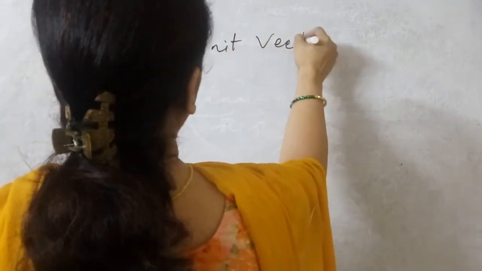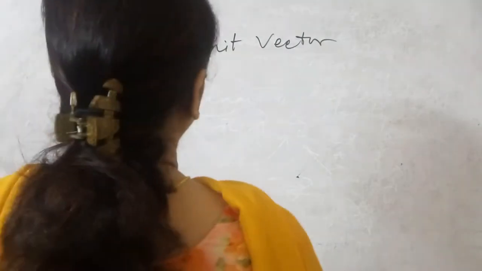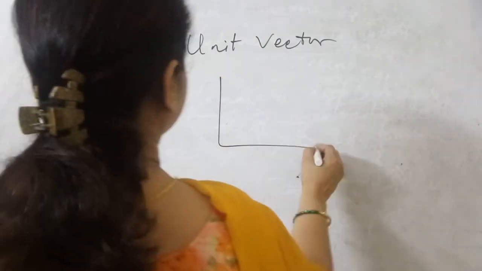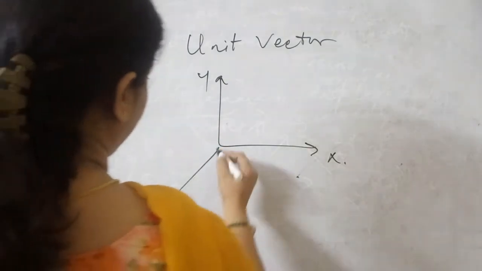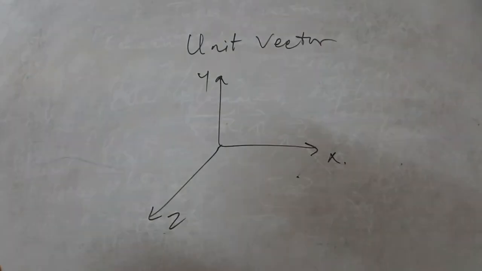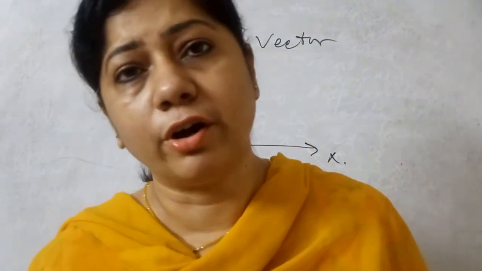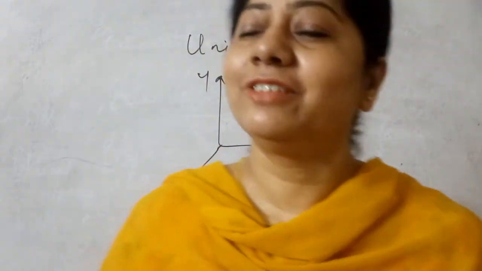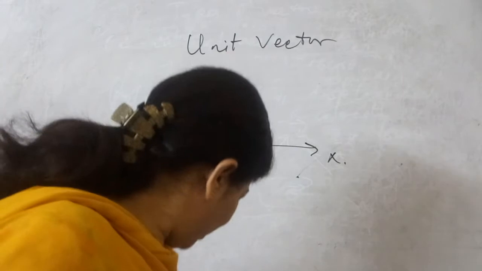Unit vector. Now when we talk of unit vector, we will take a 3-dimensional. It simply means we'll take x-axis, we'll take y-axis, and we'll take one more axis, z-axis. When you have any vector, you can visualize this x, y, z axis better if you see the corner of your room. When you see the corner of the room, then you can very well understand what exactly I am talking about.